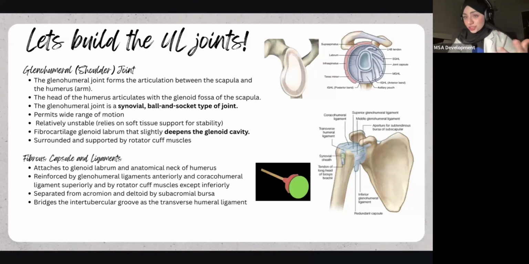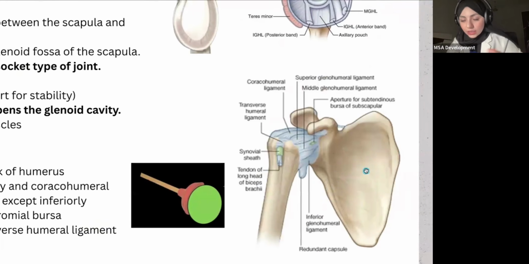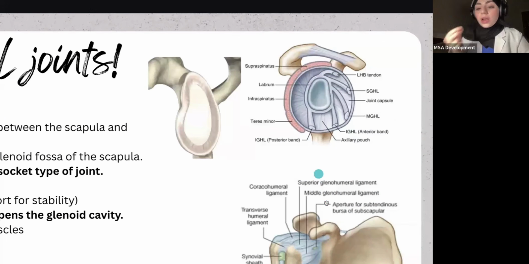Now, of course, it's not just that. We have the reinforcement of our ligaments. Now, these ligaments, I want you to look at them. So it's very easy: glenohumeral ligament. We have the superior, middle, and inferior. And of course, a very important concept that kind of confused me as a first year is that all of these glenohumeral ligaments are going to be part of the fibrous capsule.